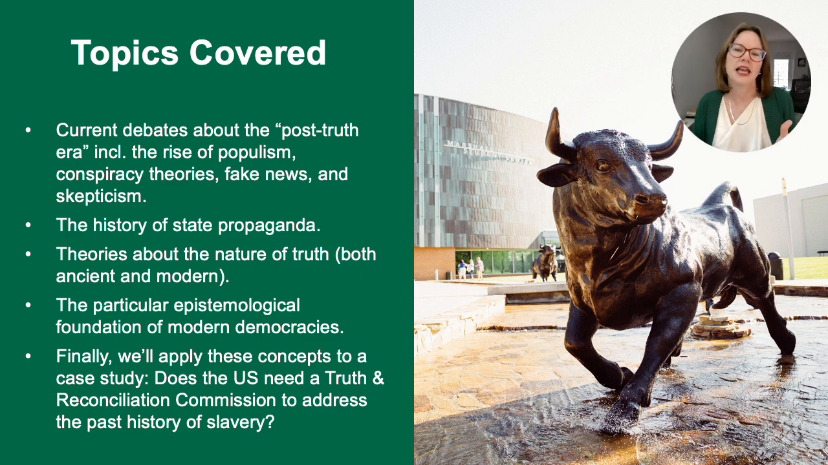And finally, the last thing we'll do is we'll take all of these concepts that we've been reading throughout the semester, and our final project is to evaluate a case study, an argument, asking the question, does the U.S. need a Truth and Reconciliation Commission to address the past history of slavery? It's a fascinating argument, and all the concepts of truth that we've talked about so far can be used in deconstructing that argument and understanding both sides of it. So in your final project, you'll be evaluating that argument using some of the concepts we talked about throughout the semester.